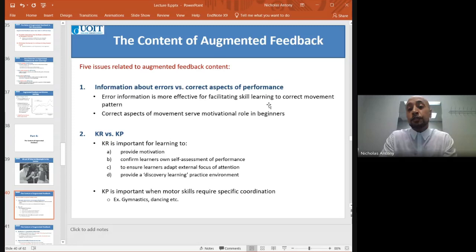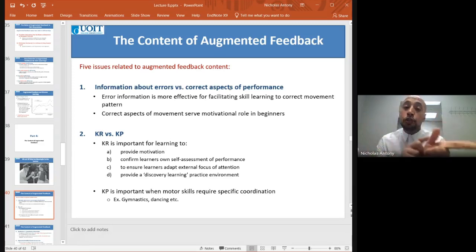So here are 5 issues to consider. I'll ask Antonius this. Is it better to give information about the errors that someone is doing, or the correct aspects of the performance? So you're going to give someone feedback on how they did. Is it better to tell them their errors, or is it better to tell them what they did right?